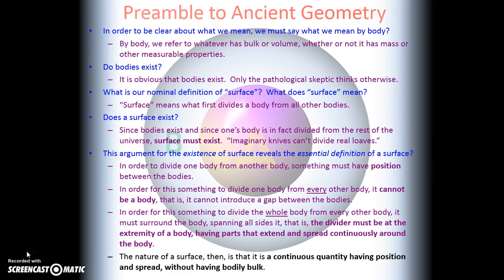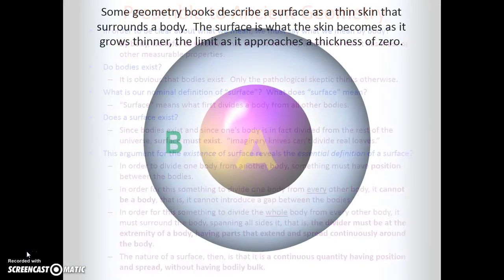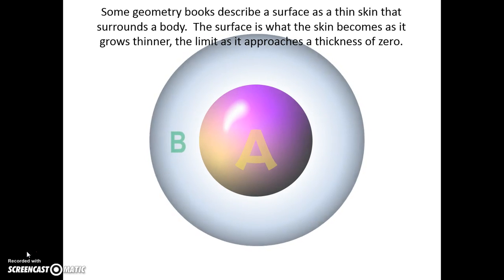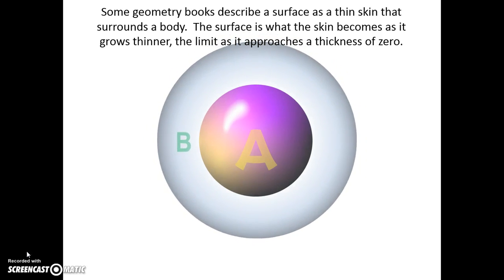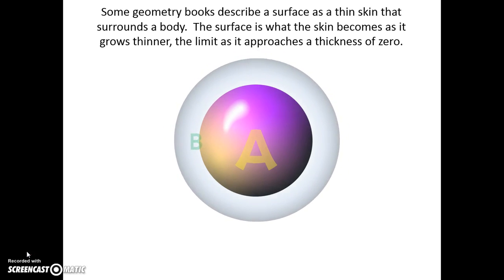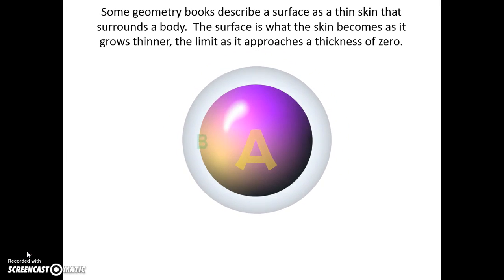Now, not all geometry textbooks treat surface in this manner. Some geometry books describe a surface as a thin skin that surrounds a body. The surface is what the skin becomes as it grows thinner. As they say, the limit as it approaches a thickness of 0.